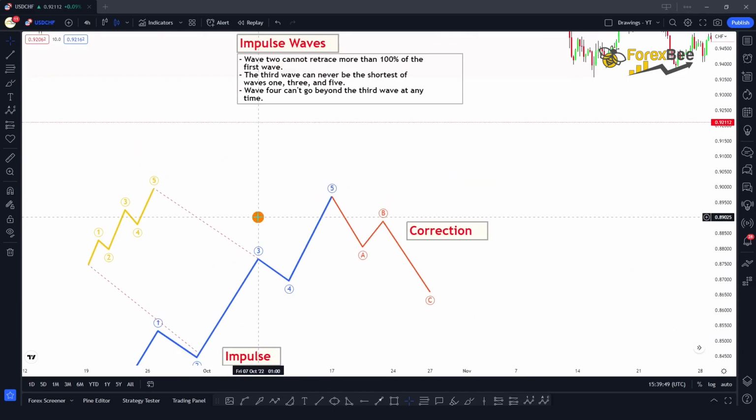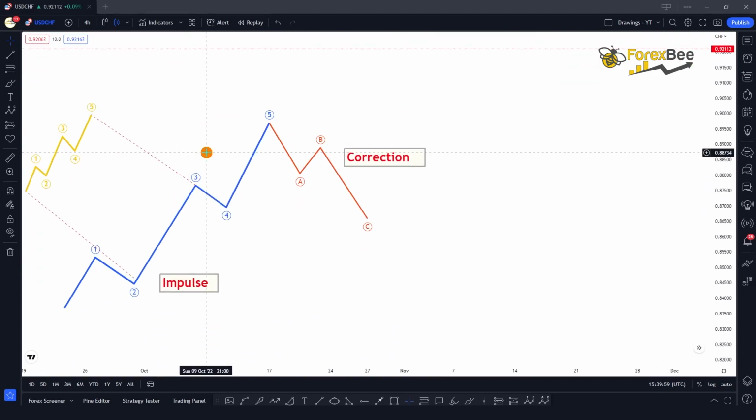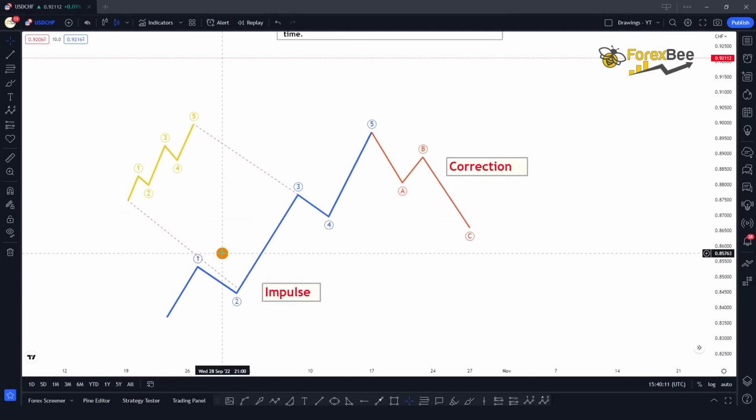Okay, and then the last point is that wave 4 can't go beyond the third wave at any time. So here you can see that this is our wave 4, and this cannot go beyond the third wave. What this means is it cannot retrace back to the starting point of wave 3. So these are a few points that you need to keep in mind, and as I already described, within each impulsive wave of the impulsive phase, the first phase of the Elliott wave, there are again 5 waves, and this keeps on breaking down and down at any time frame.